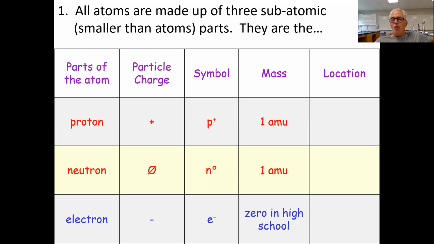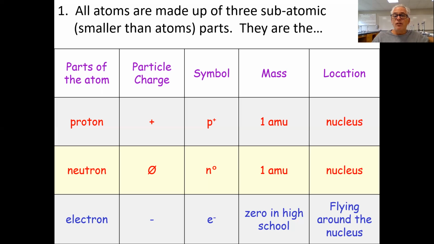Now, where are these parts? There are 2 parts to an atom. Basically, there's the middle part. You know what the word is, it starts with the letter N. It's called the nucleus. And in the nucleus are the protons and the neutrons. And again, the protons and the neutrons each weigh 1 AMU. So all of the mass, so to speak, is in the nucleus.